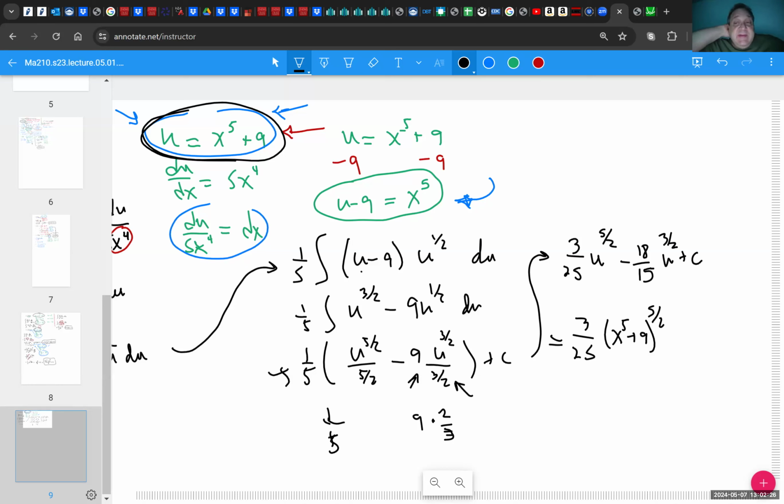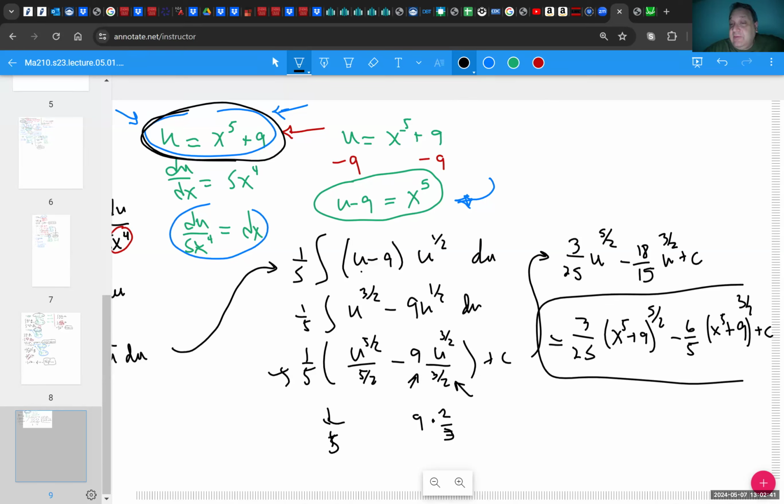18 over 15, I can divide the top by my 3. So that's 6 over 5. And then u to the 3/2 will be my (x to the 5 plus 9) to the 3/2, and then my lovely plus c at the end. And that is sort of a complicated version of our substitution, but also the antiderivative of the original problem.